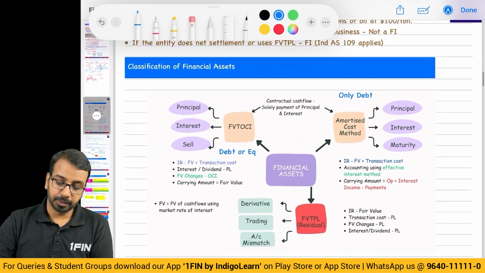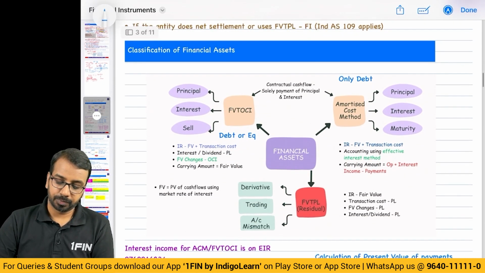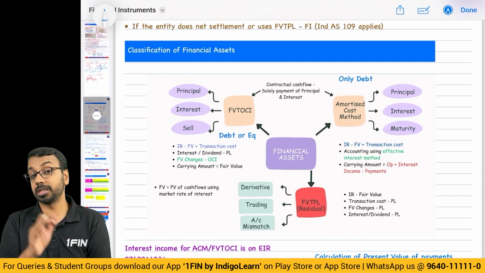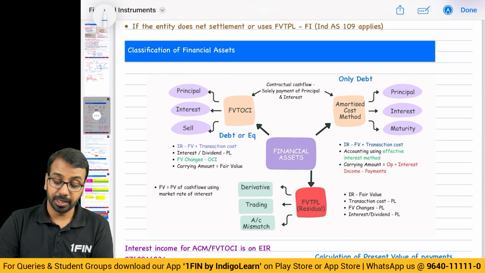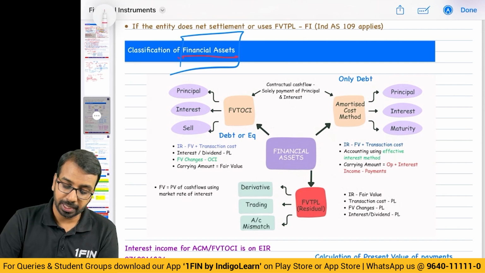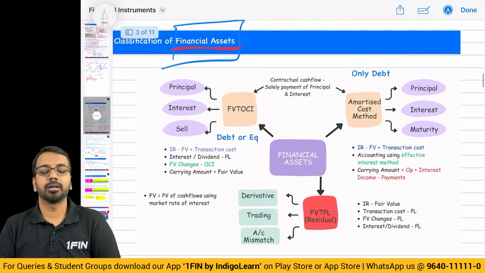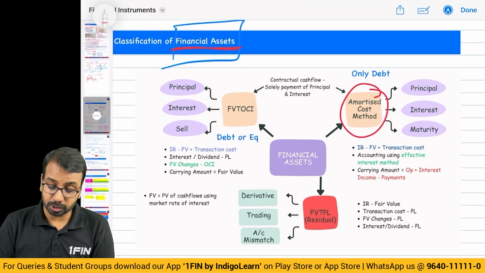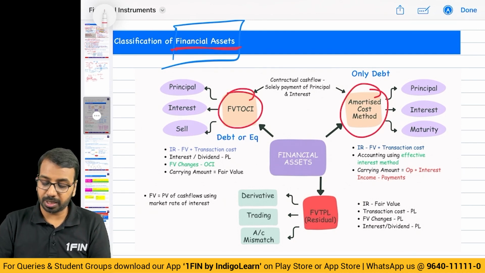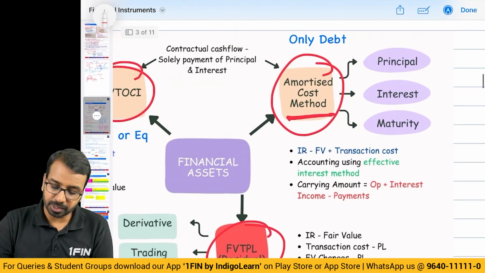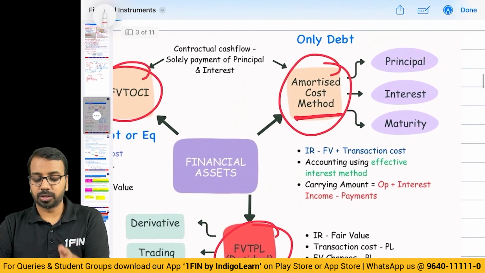Now, the most important thing for accounting of financial instruments, financial assets, financial liability and equity, first we need to understand the classification. Where do we classify a financial asset? Now, financial assets, how many types are there? There are 3 types of classification. One is the amortized cost method, then you have fair value through other comprehensive income, and then you have fair value through P&L.